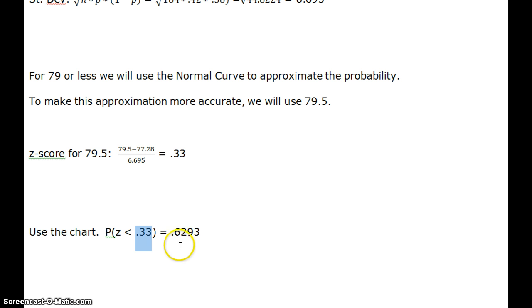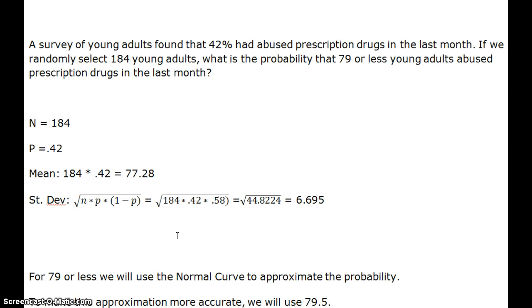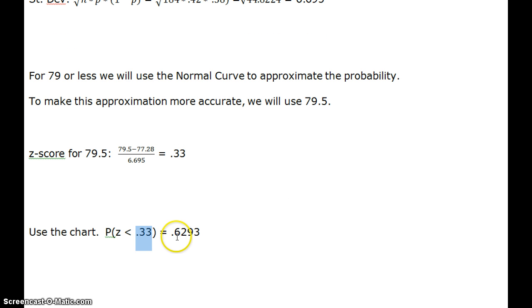So that is our approximation: 0.6293 is the probability that 79 or less young adults abused prescription drugs in the last month. So about 62%.